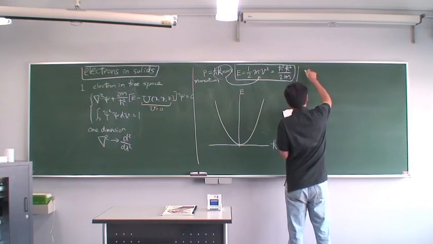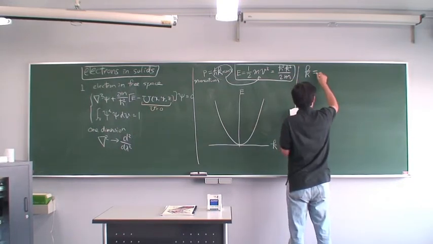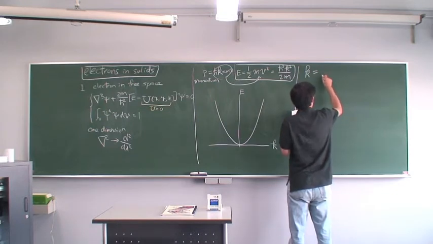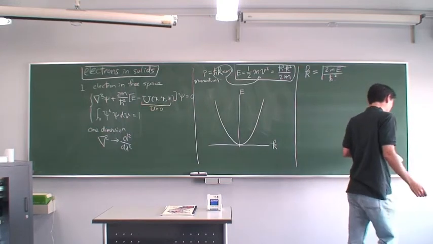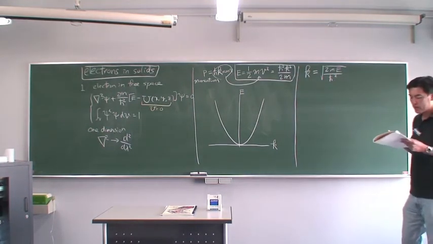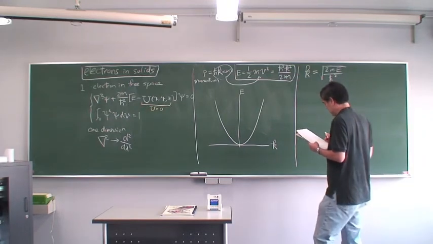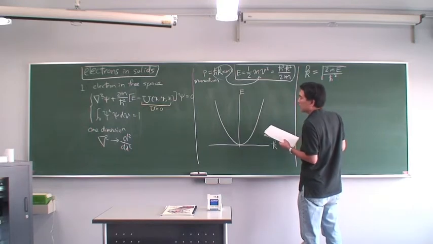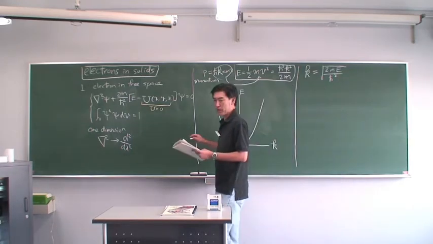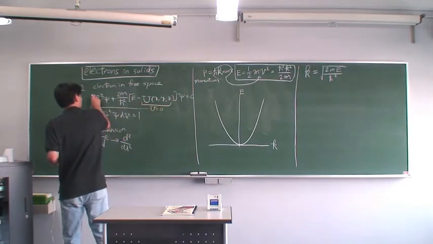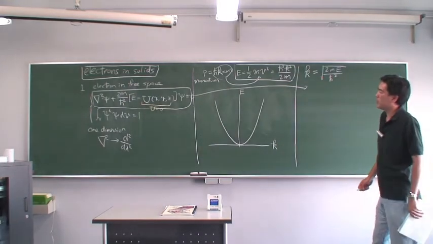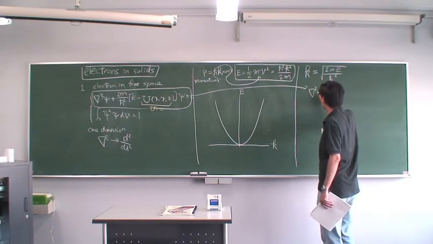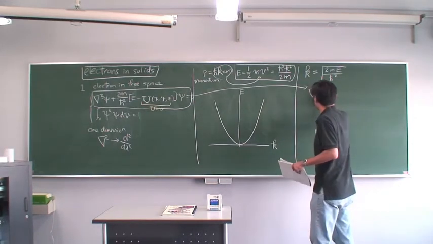In other words, K is from here, K is given by the square root of 2mE over h-bar squared. By the way, what is K? Let's go back to this formula again. I will move this formula here. Now, I'm going to restrict myself to one dimension.